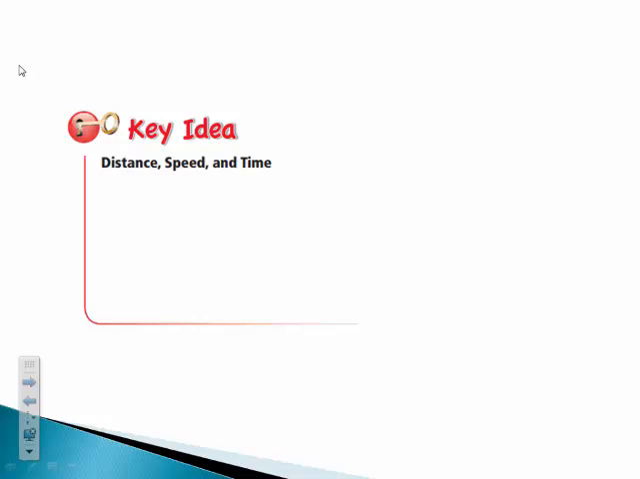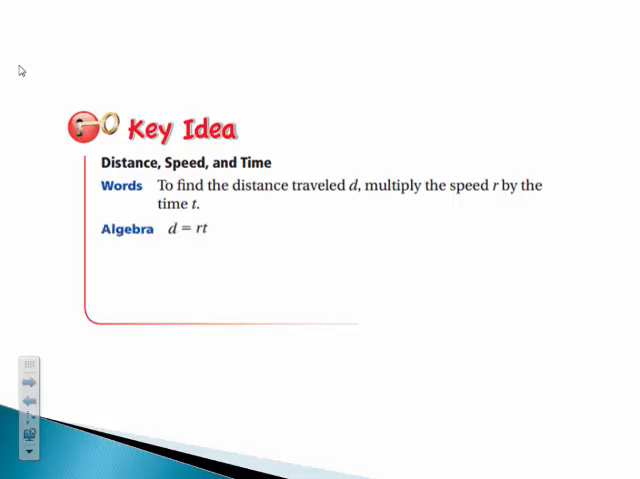So the most common rates that you need to know are distance, speed, and time. This is a very common formula in math that we use all the time. My algebra students right now are having to memorize this. So if you can remember this now, it'll help you in the future.